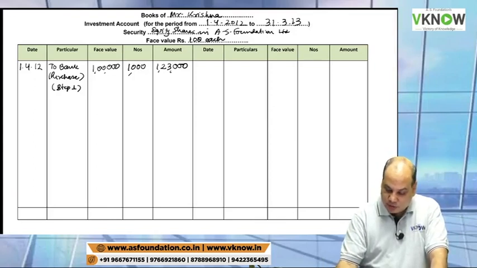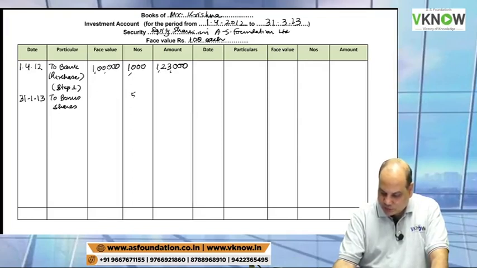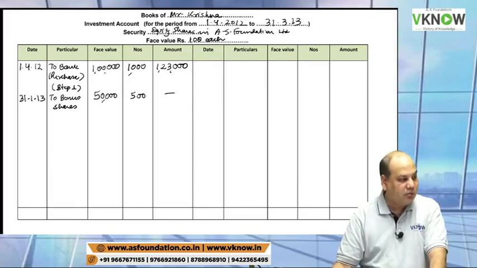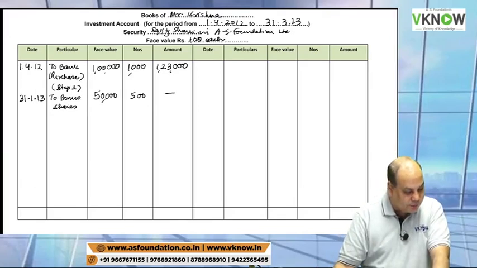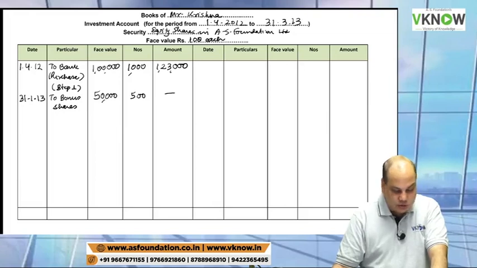Then on 31st January 13, 2 bonus shares, 500 bonus shares were received. Face value will be 50,000, but cost is 0. Cost of bonus share is 0. Then there is a sale of shares. What is the date of sale? 31st March 13.